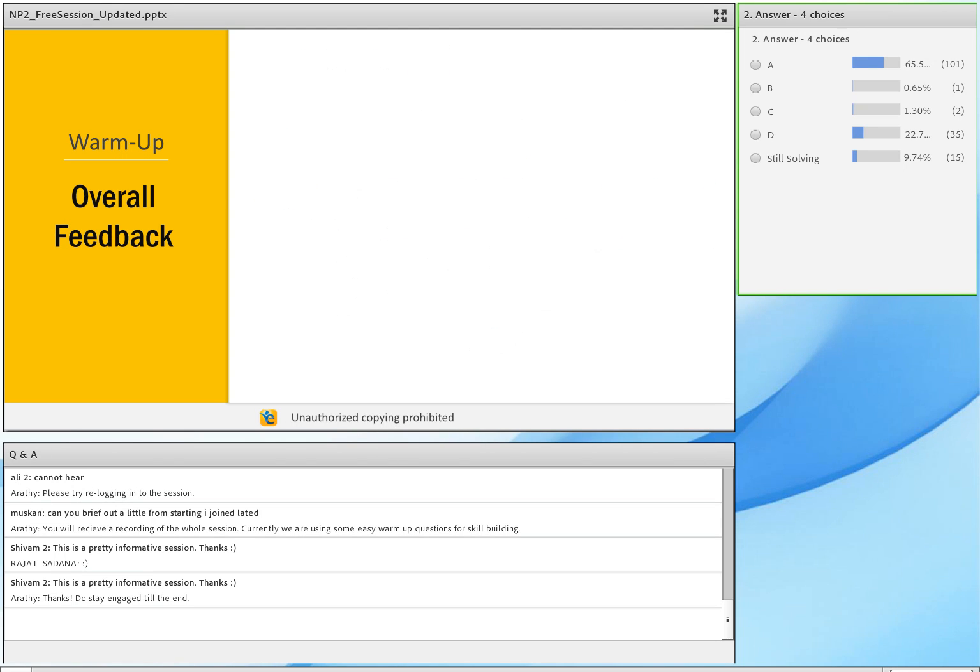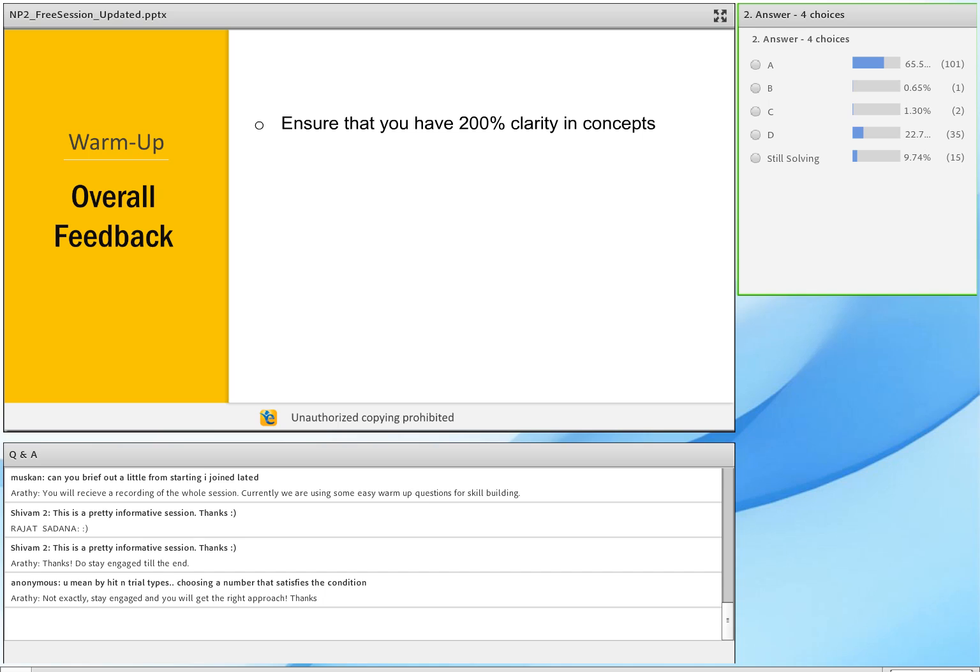Okay. So again, overall feedback. We started the session with solving 3 of the most challenging data sufficiency questions. Those questions were our holy grail. That's what we're going to build up to. And to start building up to that, we solve some really simple questions.